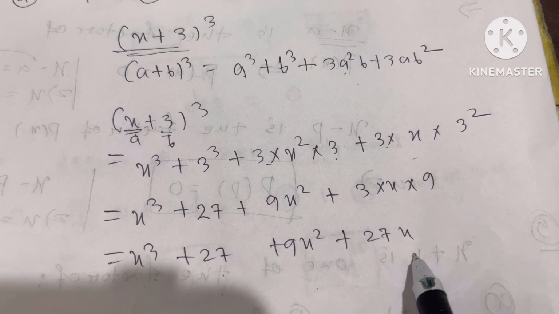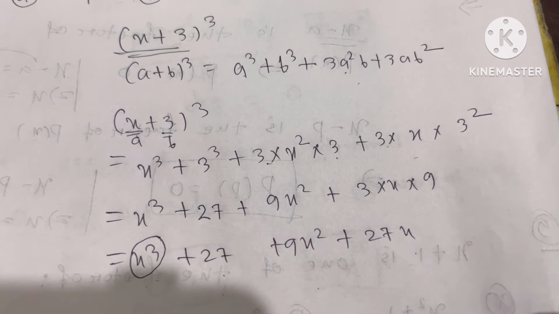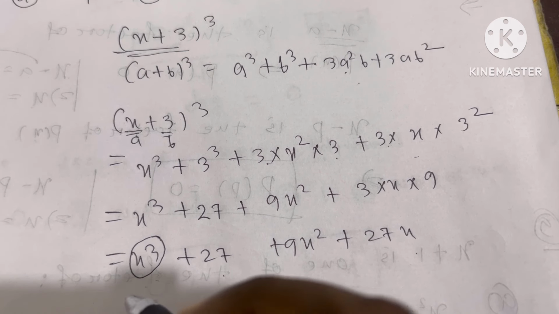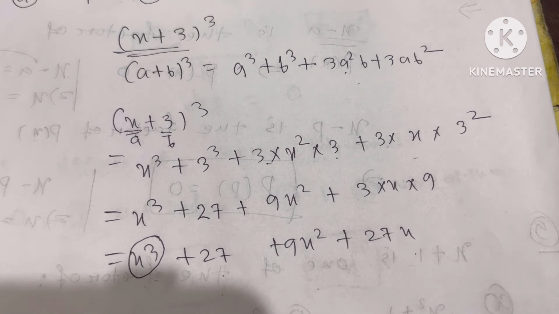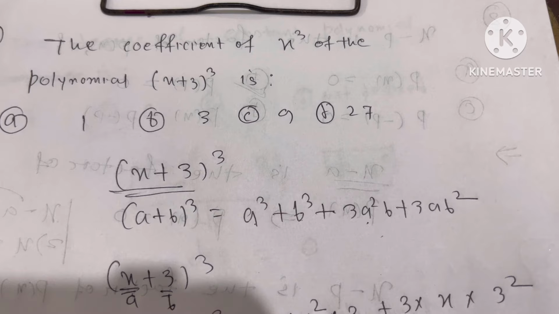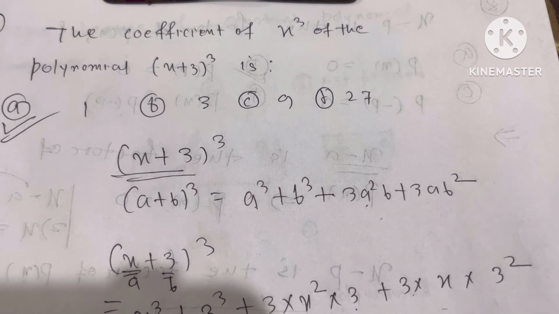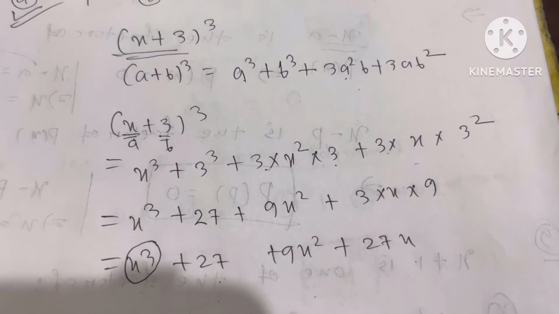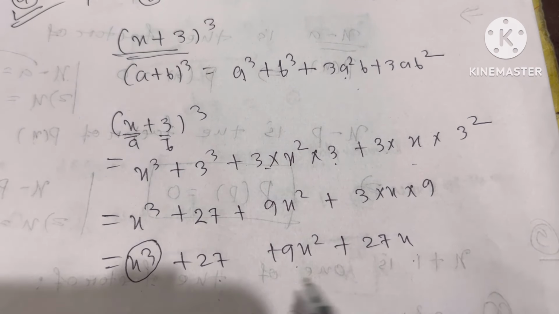I need the coefficient of x cube. Coefficient of x cube means the numerical partner of x cube. In front of x cube there is nothing, so you can consider 1 x cube. So the coefficient of x cube of (x plus 3) whole cube is 1. Option A is correct. So it is very simple. First you have to expand by using the formula, then you will automatically get the coefficients. The coefficient of x square is 9, the coefficient of x is 27, and the constant is 27.